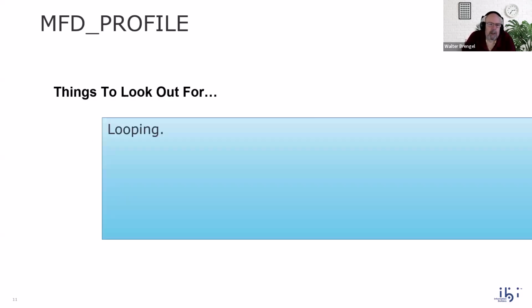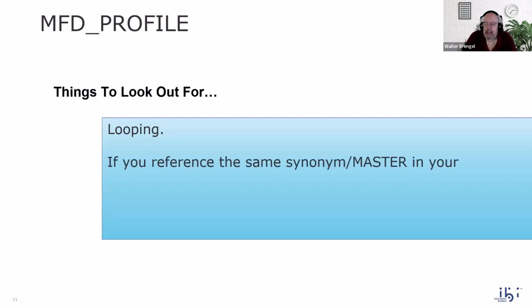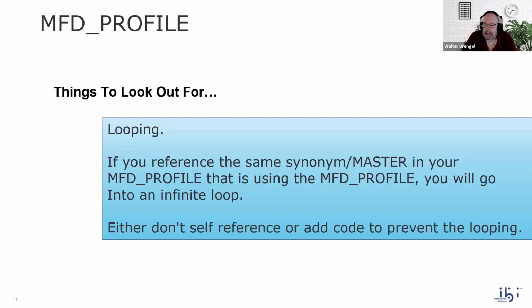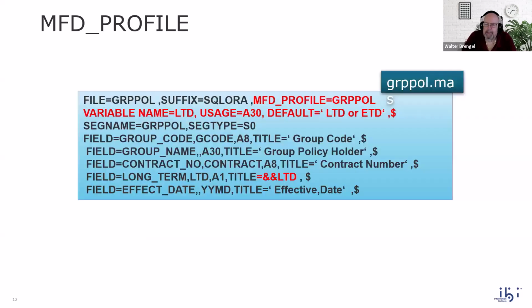Things to look out for: looping. If you reference your synonym, your master, inside of the MFD profile procedure, it's going to then call the MFD profile procedure again, and so on and so on. We show one example of how to work around that. So either don't self-reference or add code to prevent the looping.